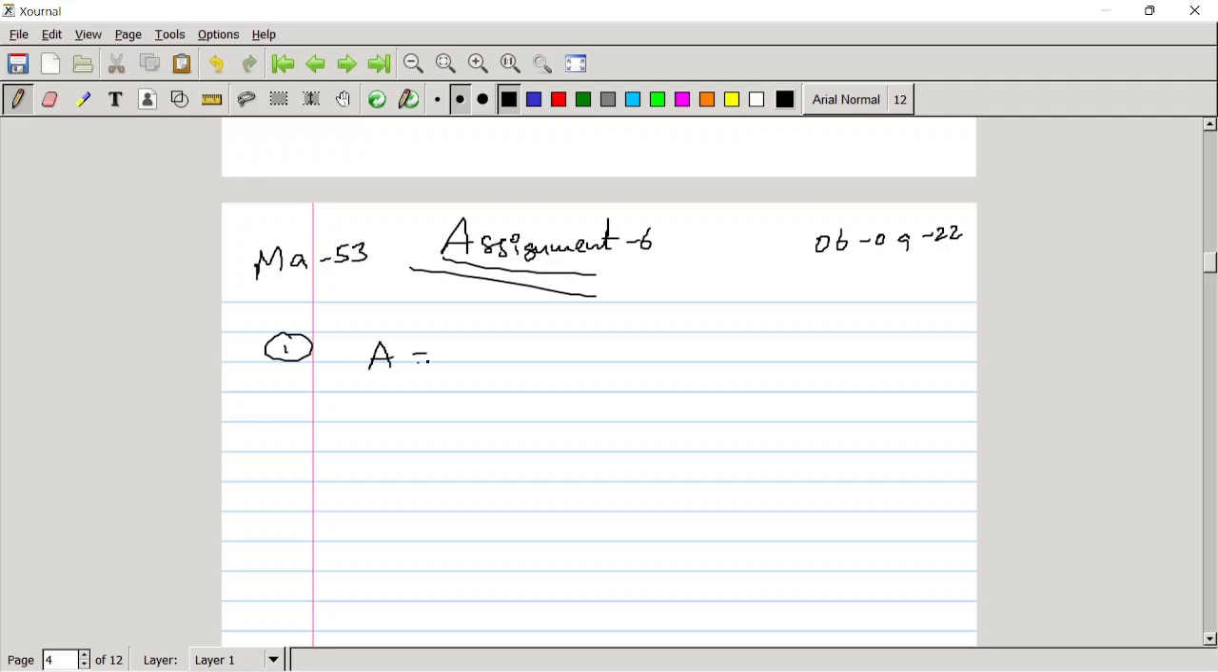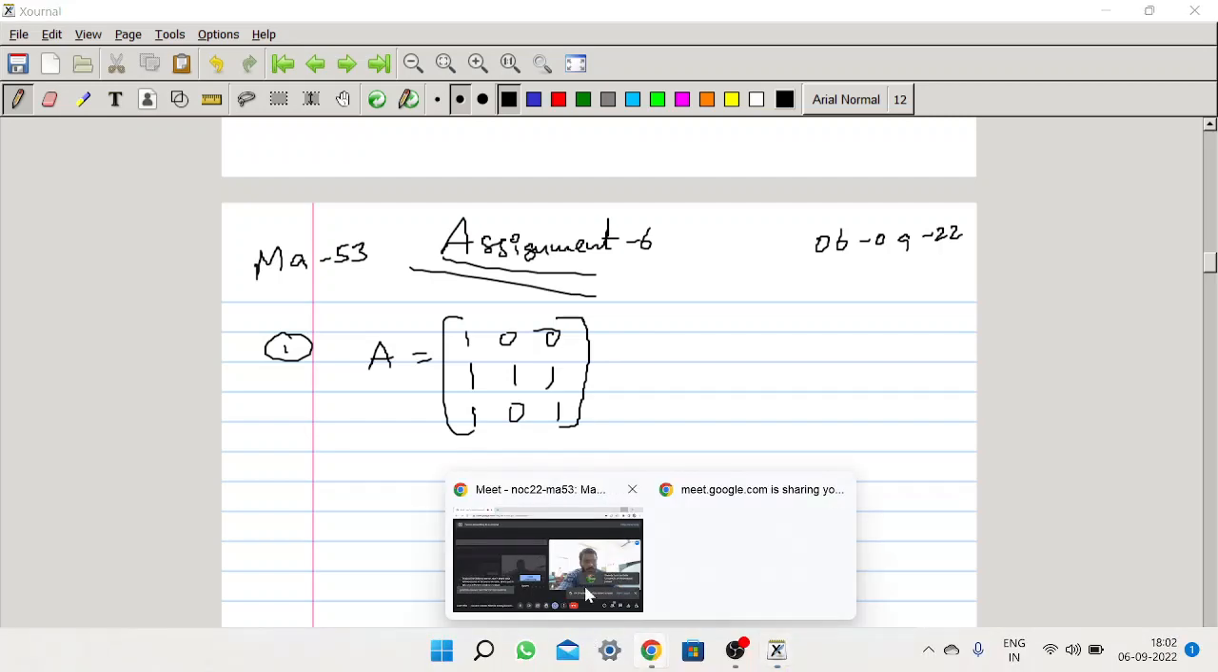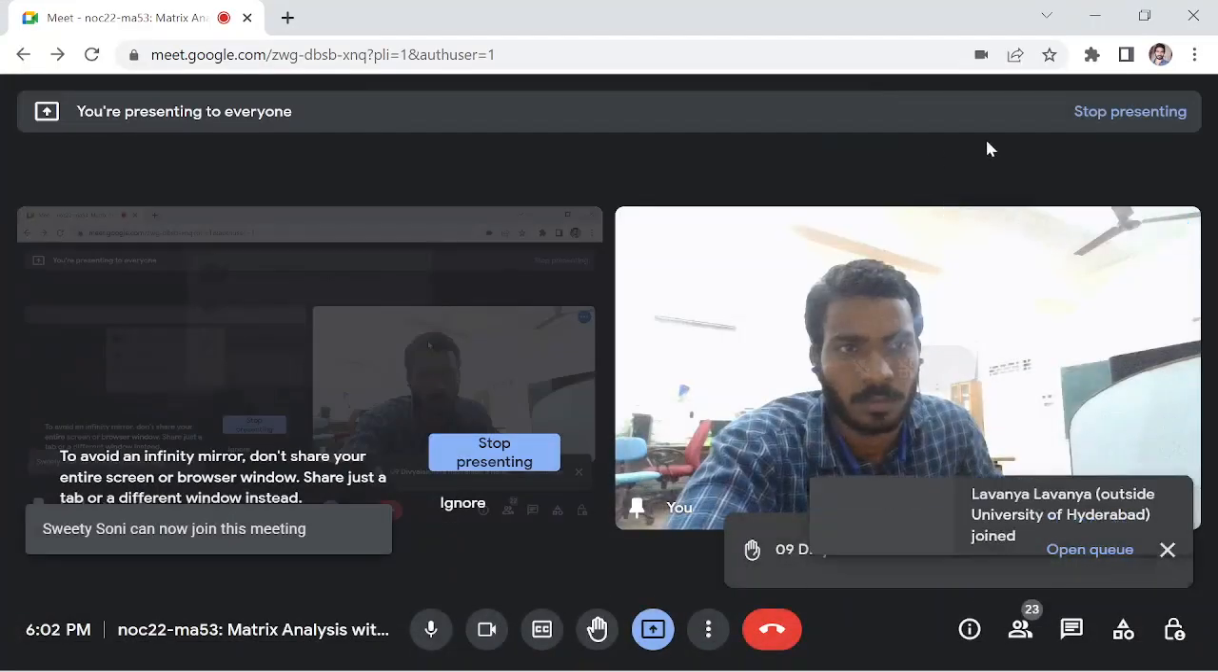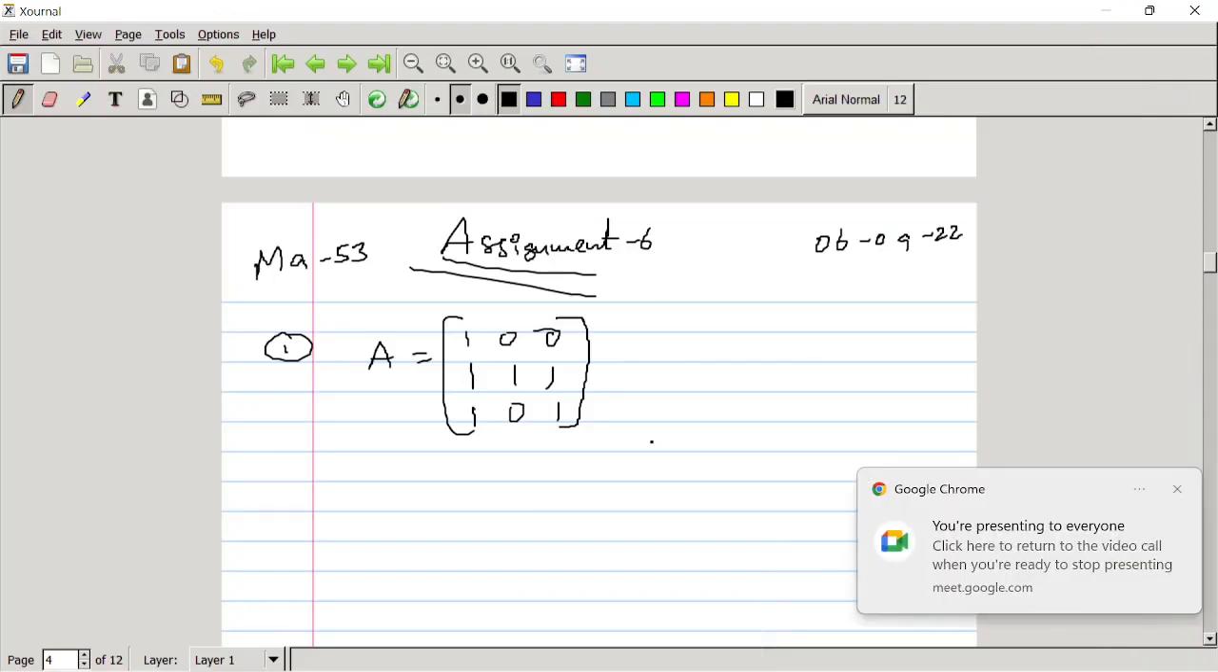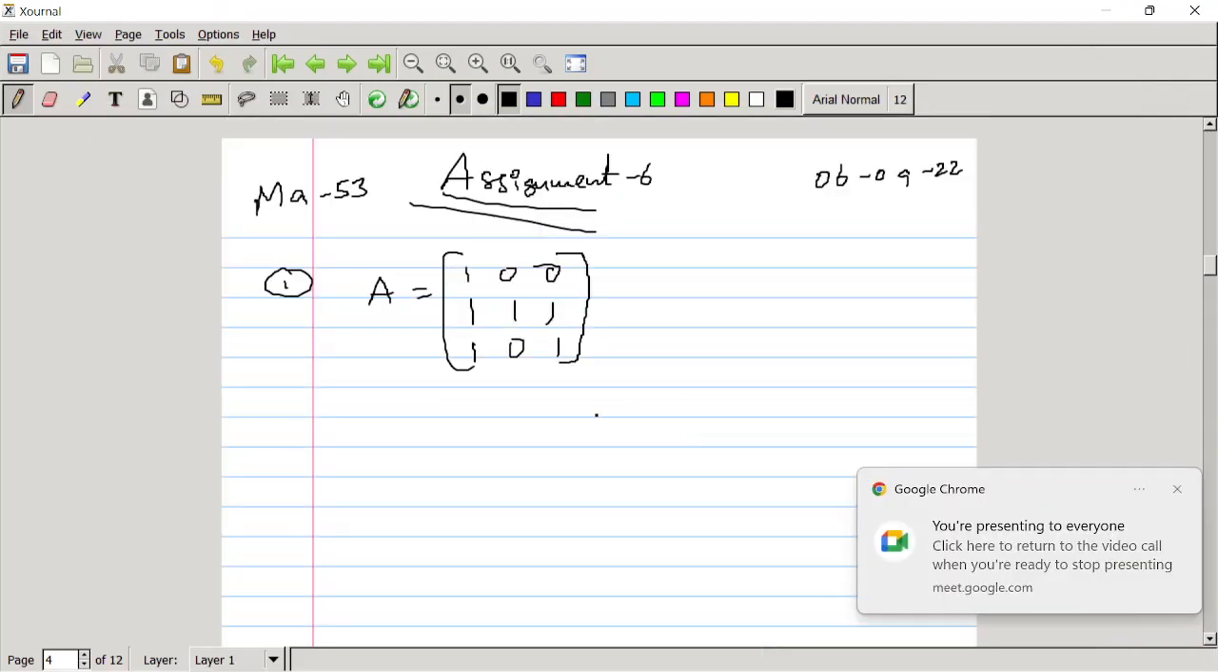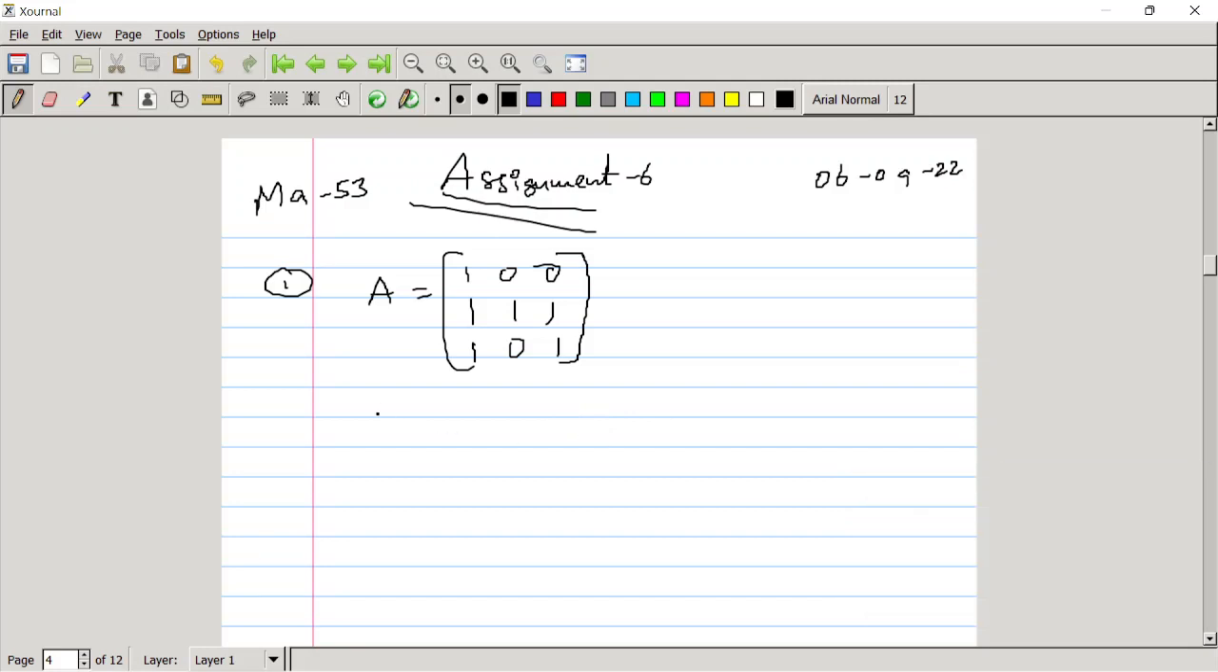The first problem is given A equal to 1 0 0 1 1 1 1 0 1. For this they ask the generalized eigenvectors. Can anybody guess what the eigenvalues for this matrix are by just looking at it? Can you guess the eigenvalues without the characteristic polynomial?